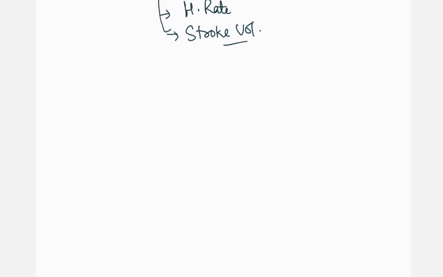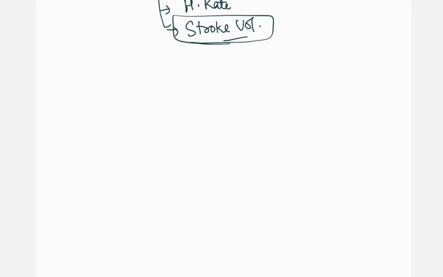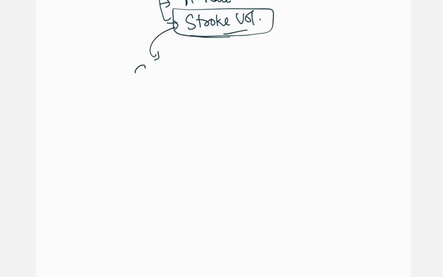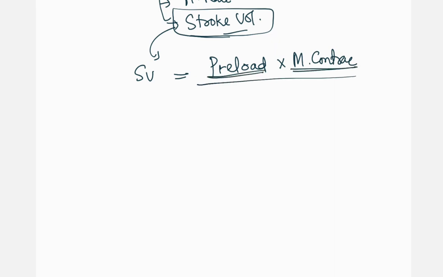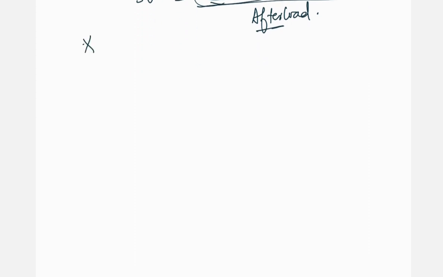So what do you mean by stroke volume? There is a simple formula for that. The stroke volume is defined by preload, as we have all studied in CVS. Preload multiplied by myocardial contractility, and the whole divided by the afterload present. And what is this preload? It is the end diastolic volume.